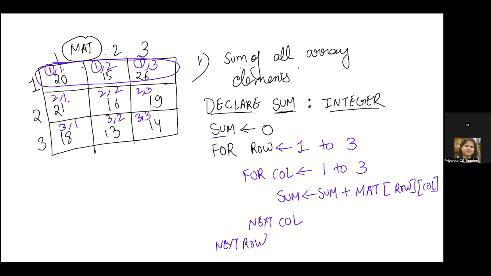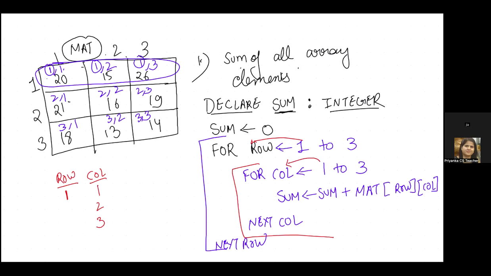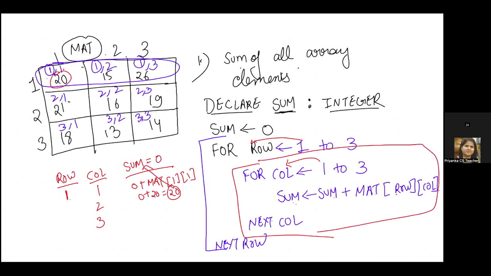How will this nesting of loops work? First step is your row is 1. When your row is 1, this inner loop will work entirely. Column is 1, then column is 2, then column is 3. So when column is 1, what are we doing? Sum equals to sum plus mat row column. And sum value was initially 0. So 0 plus mat row column. So row column means 1, 1. So this means 0 plus 20, which is 20. So 20 is the latest value of sum. Because you are inside the innermost loop, now we will increase the value of column.